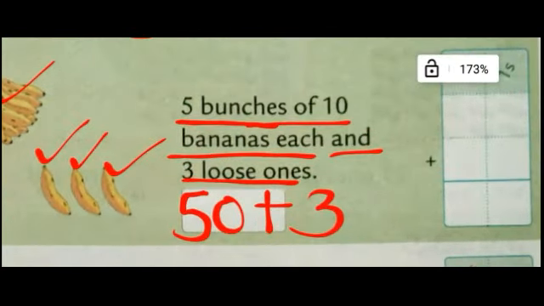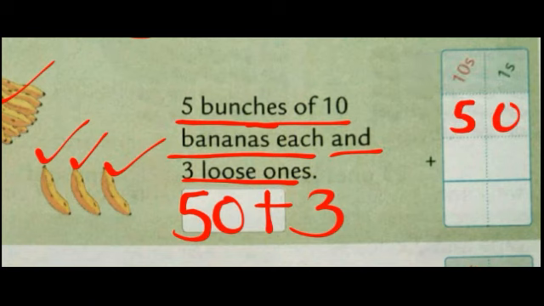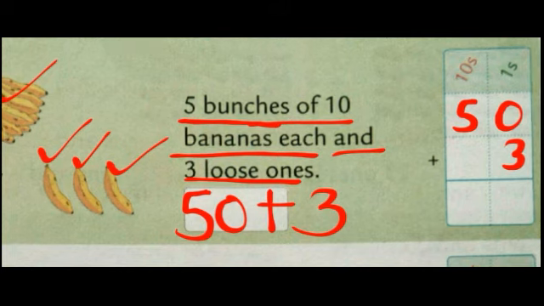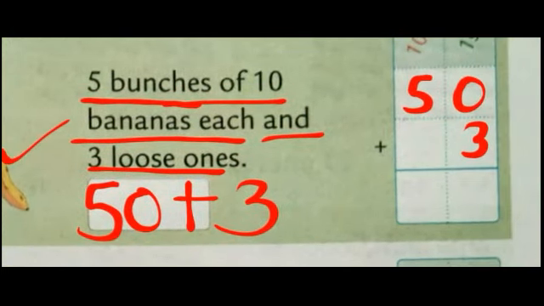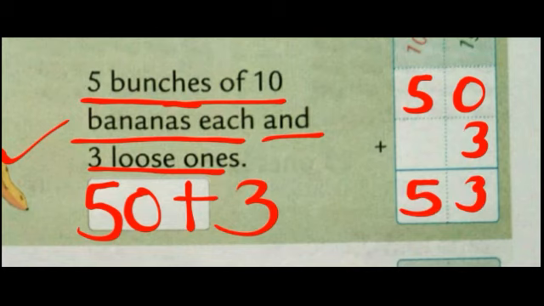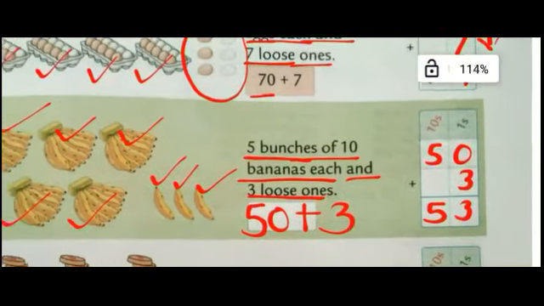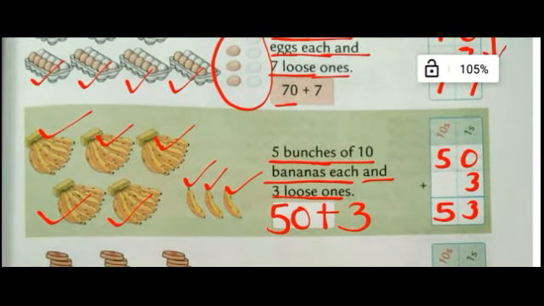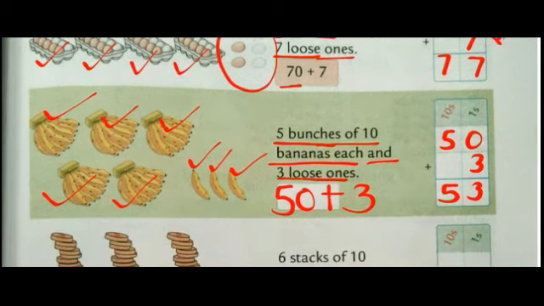So 50 we will write it here. And 3, a 1-digit number, will be written under the ones column. Now simply add them. 0 plus 3 will give the answer 3 and 5 will come down. So total 53 bananas are here. Now at this stage, I would like to tell you one more type in which the question can also come. Suppose here 3 bananas are left. Now, it is given in the question that one bunch has 10 bananas.